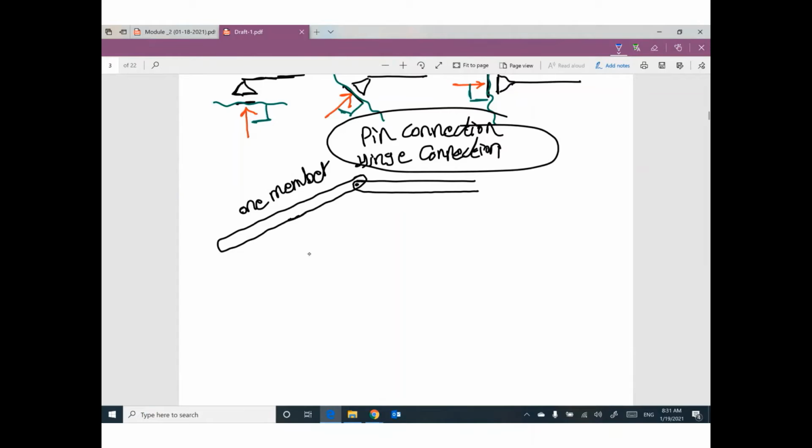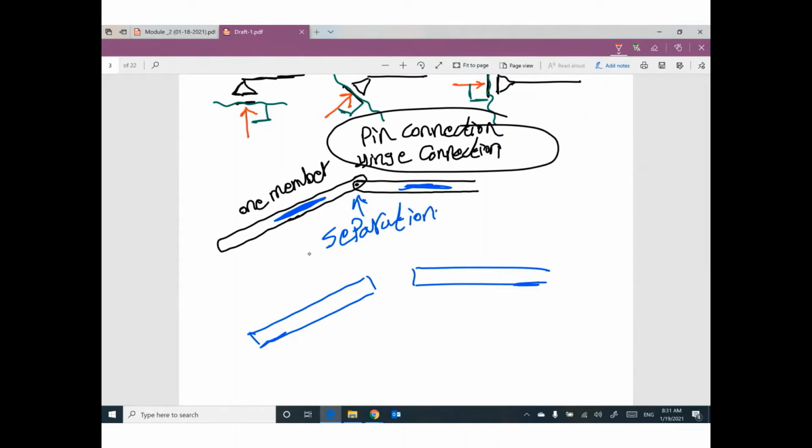I can make separation. I can separate the two parts, this member and this member. So this member alone and this member alone.